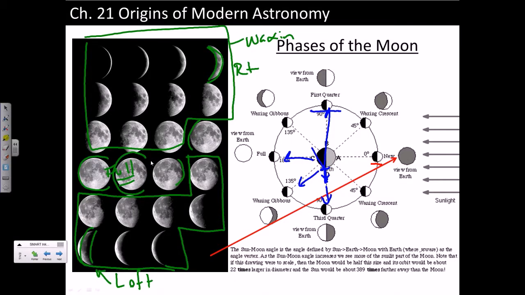Could I see the waning crescent? Sure, I could see that. Could I see a full moon from this position? Sure, and I could see the waxing crescent. No, I cannot see that, and I cannot see these three phases of the moon while I am going from night to day, so in the early morning hours.